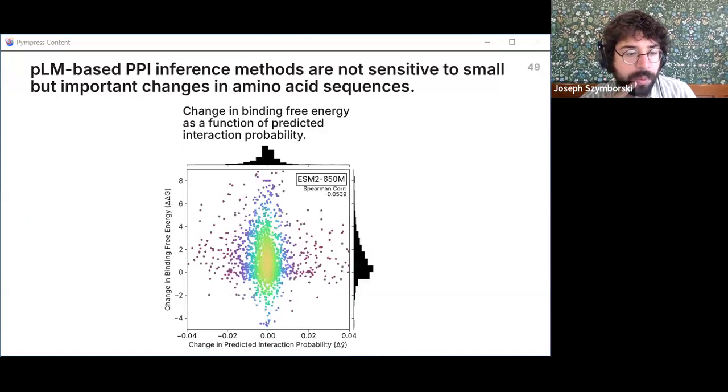Okay. So when we looked at this relationship, we really saw nothing. There was really no correlation. This is true for all of the pLMs that we studied. And this indicates that the pLM-based PPI inference methods are really not sensitive at all to these small but very important changes in amino acid sequence. So these PPI inference models are still not doing a good job at finding very small changes, at amino acid resolution. So there's something that is missing here.